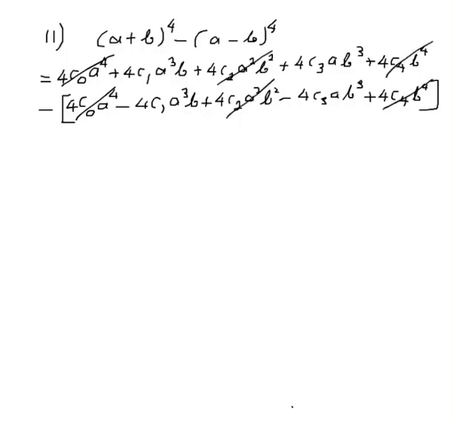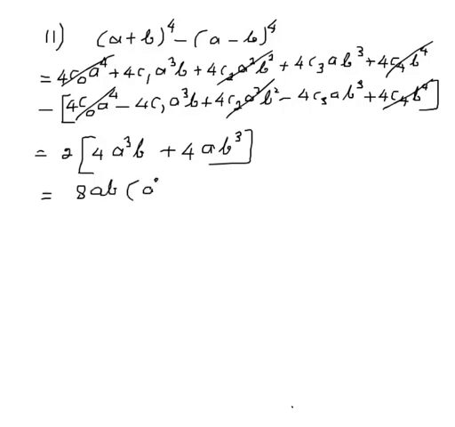These two are getting cancelled and these two are getting cancelled. So we get 2 times 4c1, which is 4 a cube b, and 4c3. This minus and this minus will become plus. So 2 times 4c3. 4c3 is 4 ab cube. We can take 4ab out. So we get 8ab times a square plus b square.